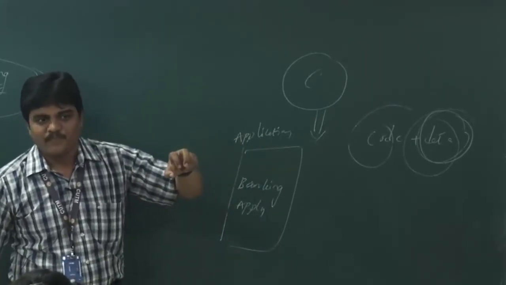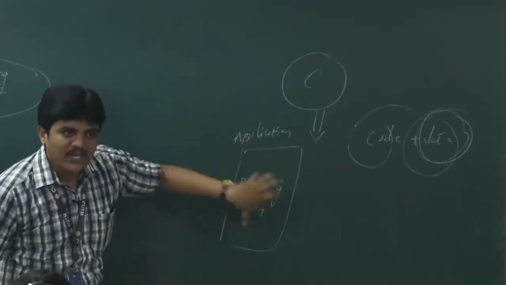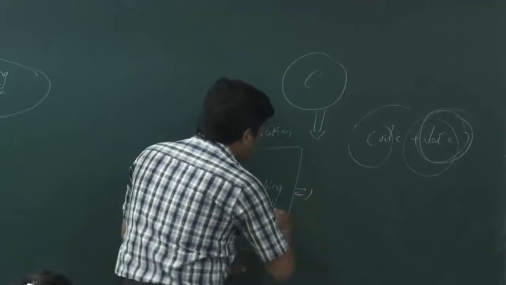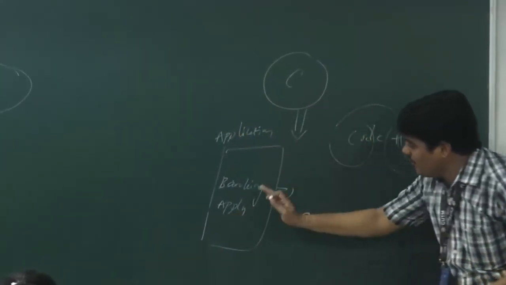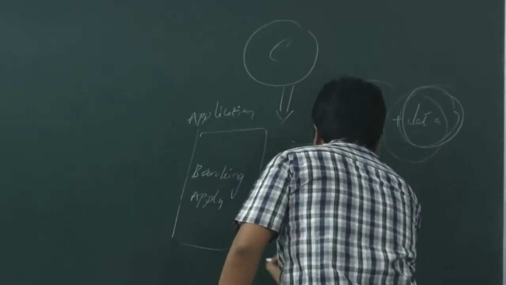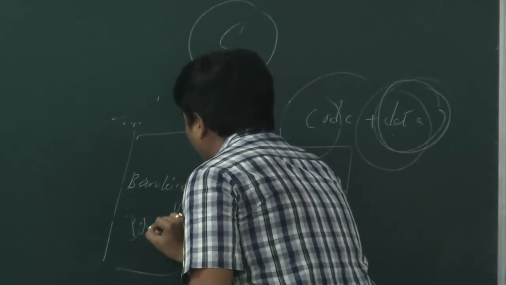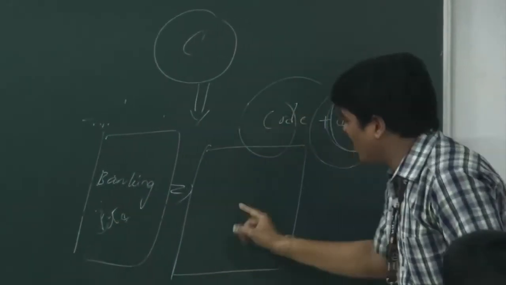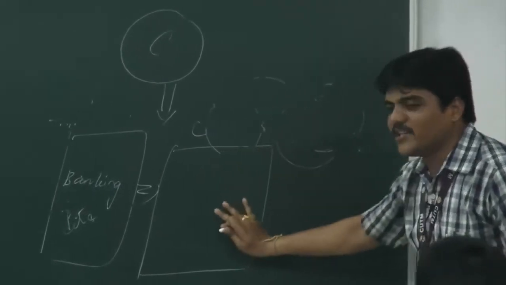Now, whenever we are writing a banking application, let us consider this is a banking application. In order to implement it, let us consider we are writing one application for this banking data, and for this banking data we are now writing one C program. Let us consider this is a C program.